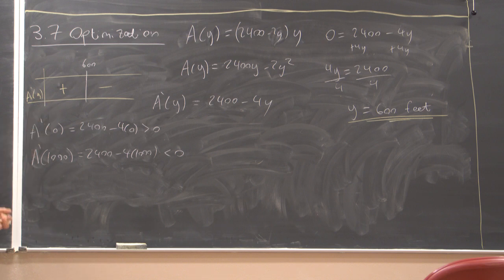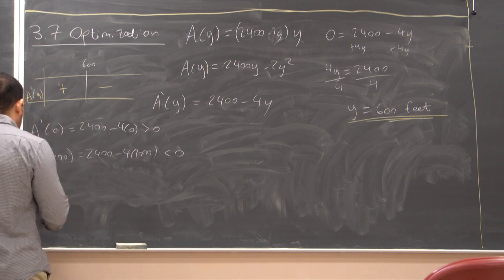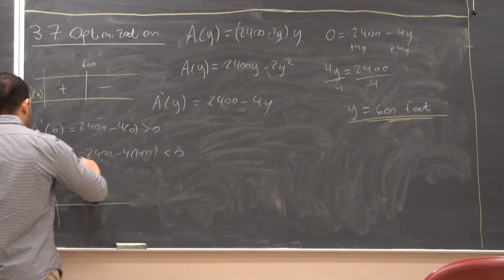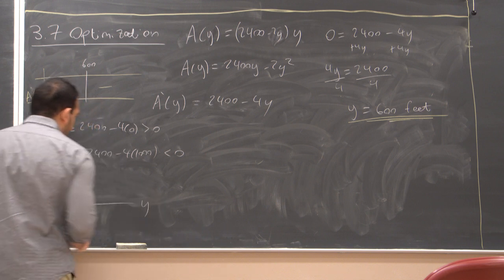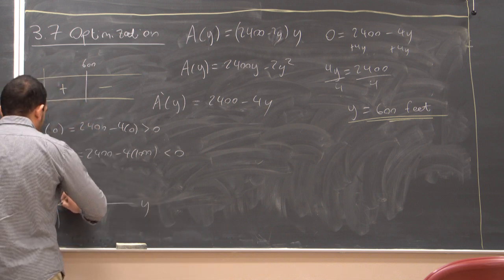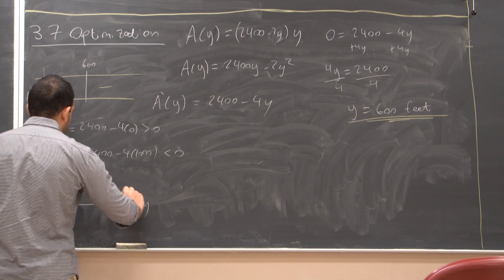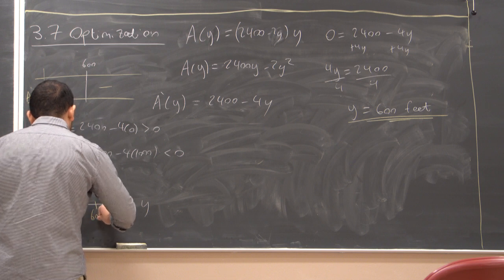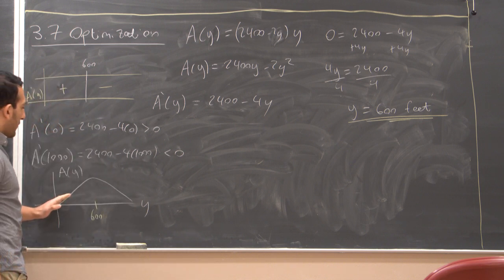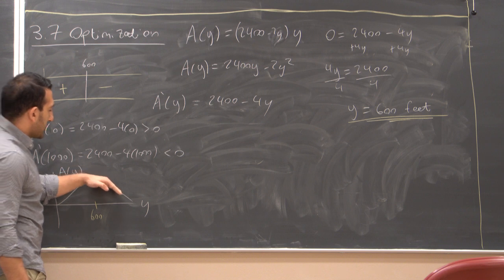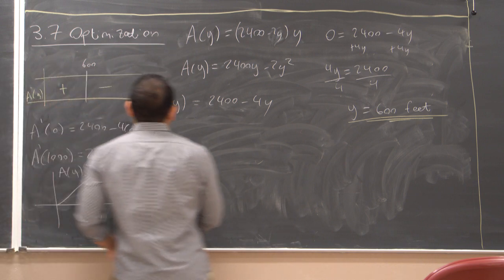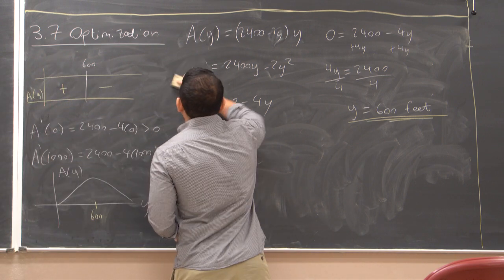Just like in the previous problem, we know that the function now, again, this is not exactly what the function looks like, but the area as a function of y looks something like this. It's increasing, and then suddenly it's decreasing, always. And at 600 is where it changed. So the function was always increasing, and then right after 600 it's always decreasing. Meaning this has to be the global maximum. It is the only case. There is no other possible maximum values.